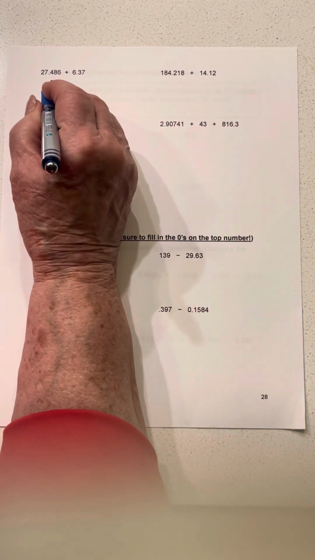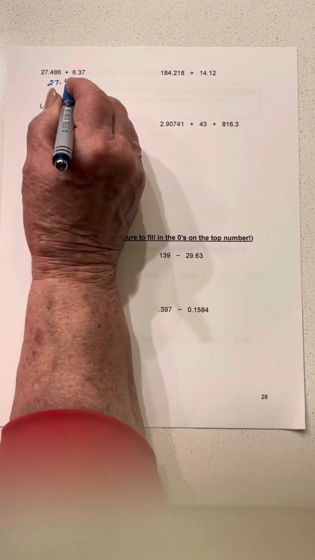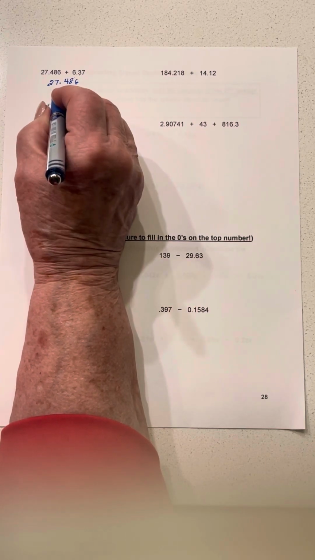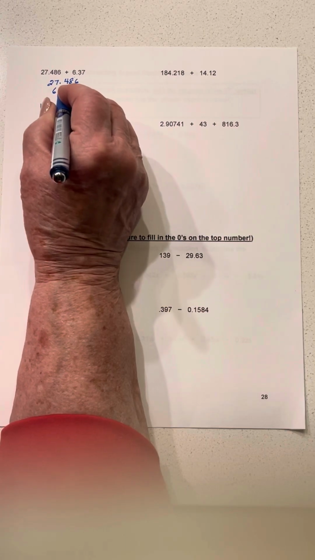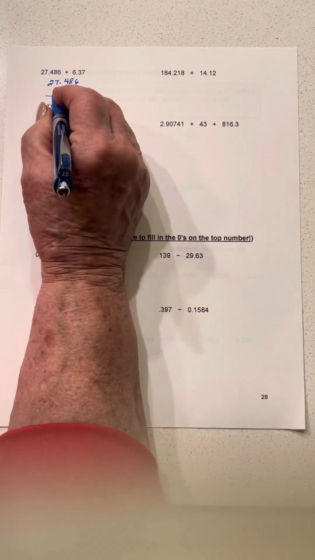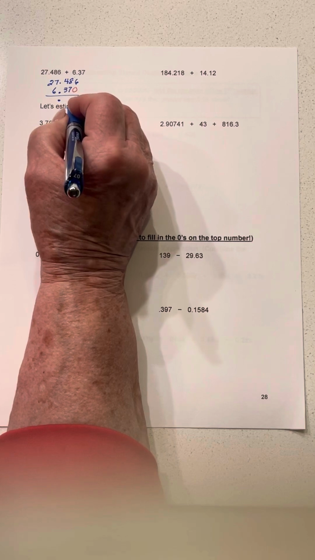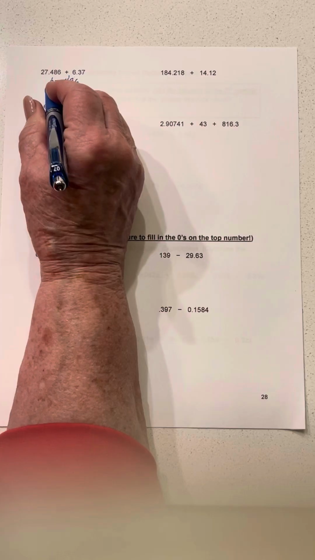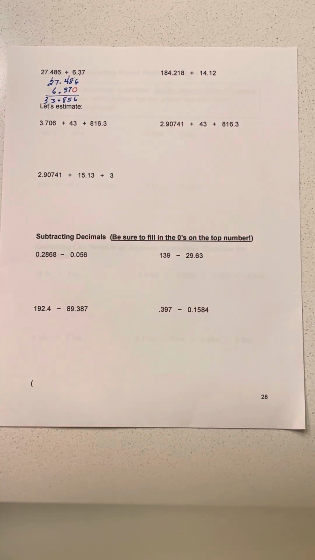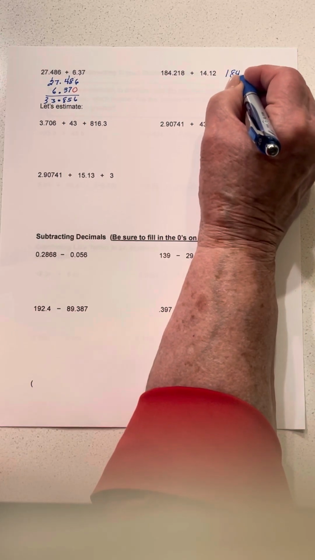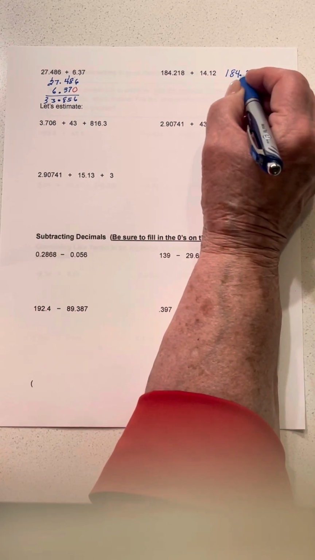Okay, we have 27 and 486 thousandths plus 6 and 37 hundredths. So we're going to line up the decimal point. Now, if you want to, you can add a 0 here. That's up to you. And now we're just going to add. Our decimal point's going to go here. 6, 15, carry 1, 8, 13, carry 1, 3. Simple as that.